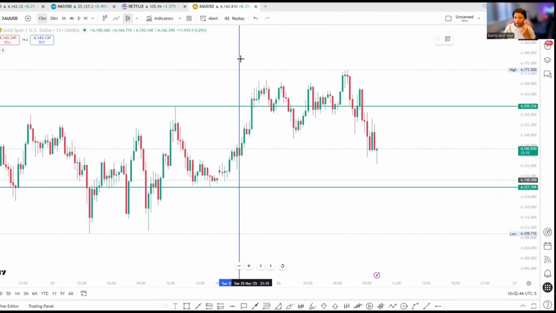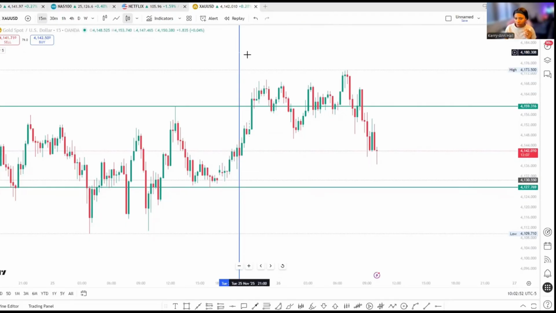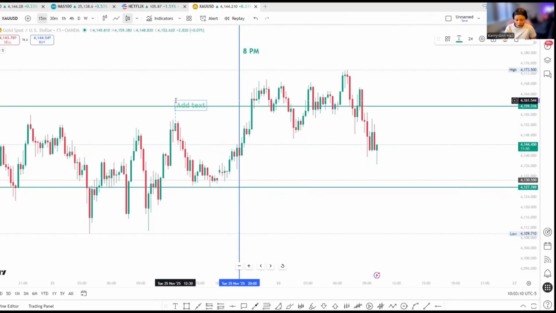And I'll put 8 p.m. here so that you fully understand what this horizontal line is for. So it's the 8 p.m. Oh, sorry. Where's my text box? It's the 8 p.m. move here. There we go. So that's what that vertical line is for. And the horizontal one is our high, which is here. So we'll put H for high right here. And we'll put L for low right here. This is our low. So we've got our levels, yeah?